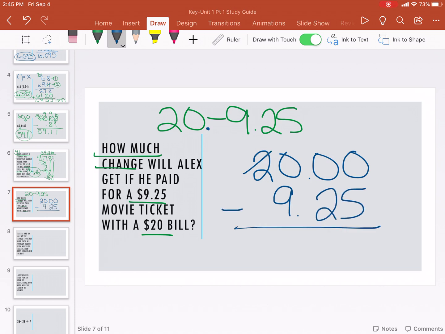$9.25. We need to borrow. This becomes a 10, which becomes a 9. 10, which is a 9. 10 minus 5 is 5. 9 minus 2 is 7. 9 minus 9 is 0. 1 minus 1 is 1.